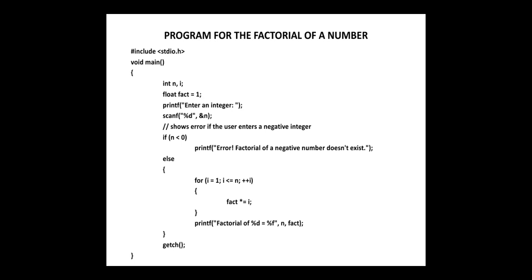After the condition fails, in the else part, the last statement which I am executing is printf "Factorial of %d", which refers to the variable n, "equals %f", which refers to the variable fact. That fact consists of the value of the factorial of the number. That closes the else part.